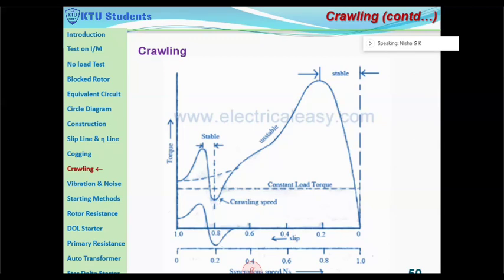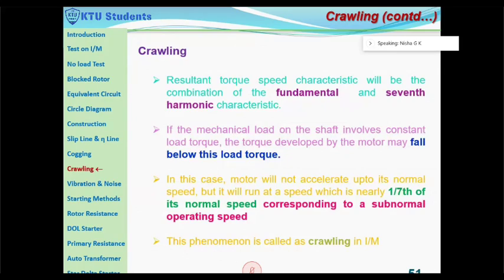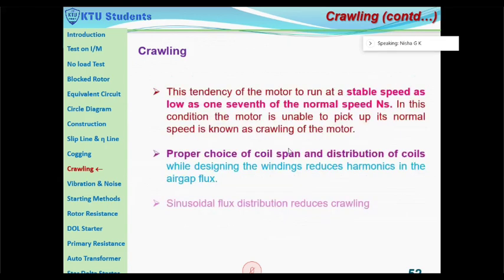So we can see that if the mechanical load on the shaft involves constant load torque, the torque developed by the motor may fall below the load torque, and then it will run at nearly 1 by 7th of the normal speed, corresponding to the subnormal speed. This is called crawling. The crawling can be avoided by using a proper choice of coil span and distributed coils. And then we will move on to vibration and noise.